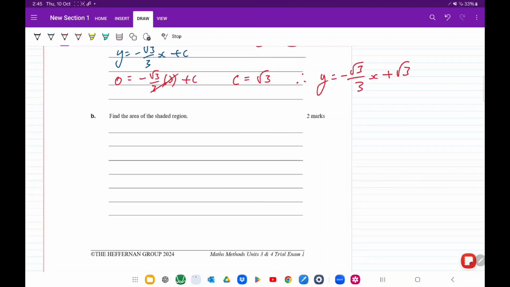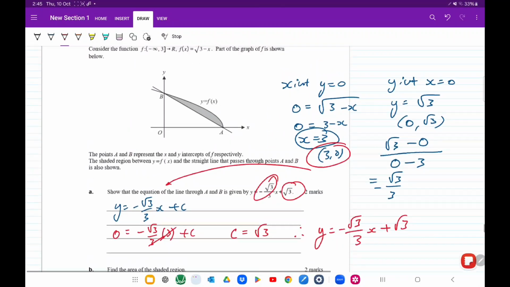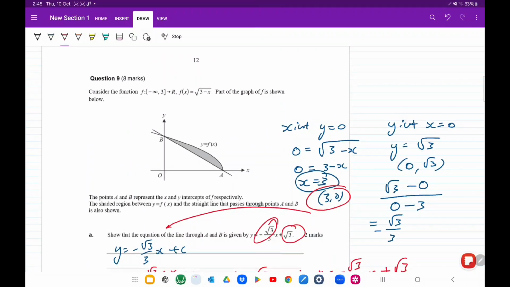Question B now asks us to find the area of the shaded region. To find the area of this shaded region, there are two ways you could work this out. You could work out the bounded area between the two, or you could work out the area of this total section and then subtract the triangle that you see on the bottom here. I'm leaning towards the first approach, where we subtract the bottom line from the top line.